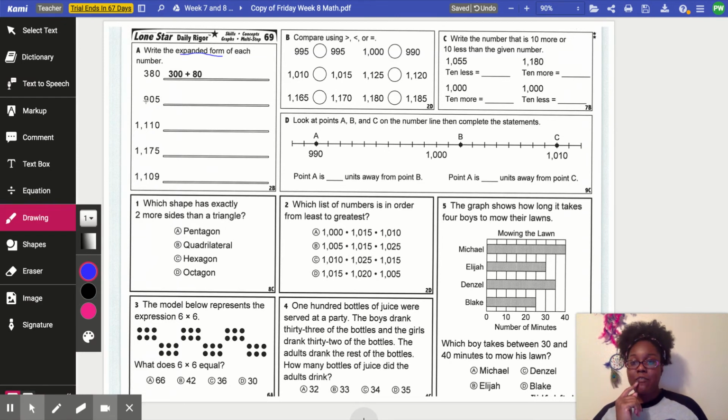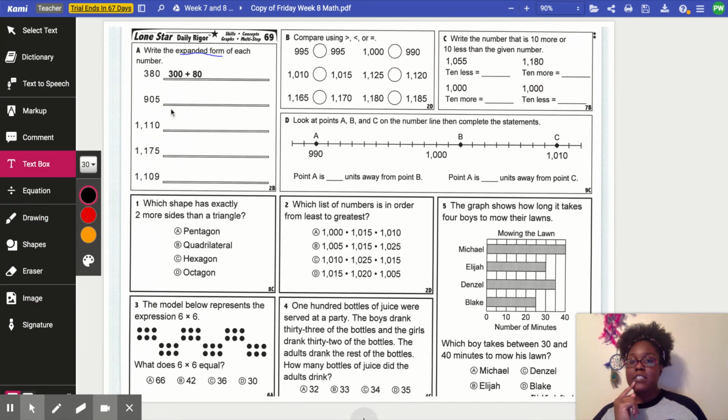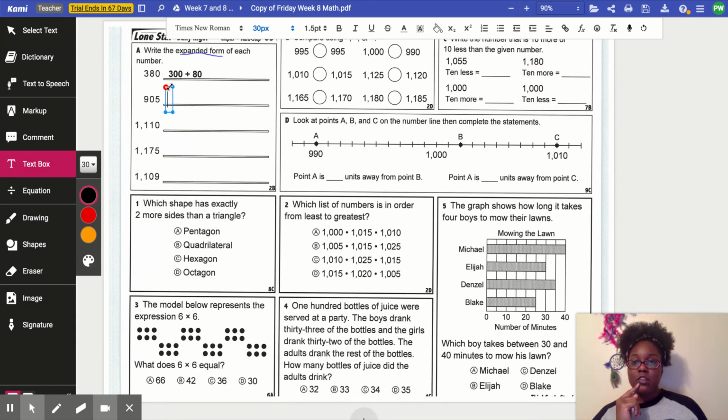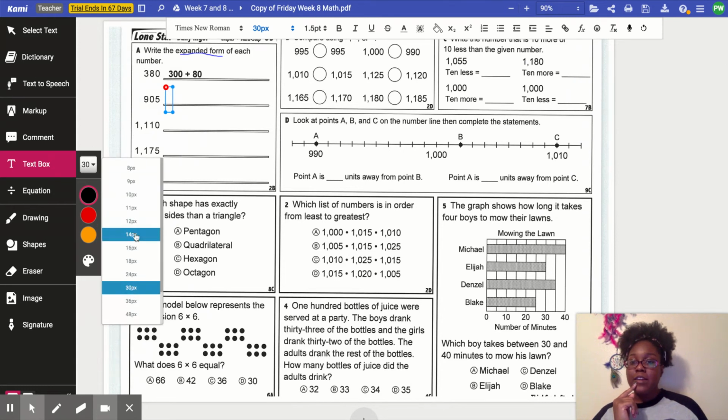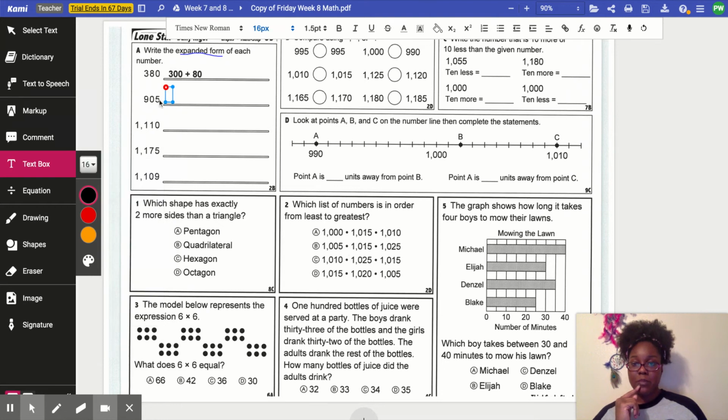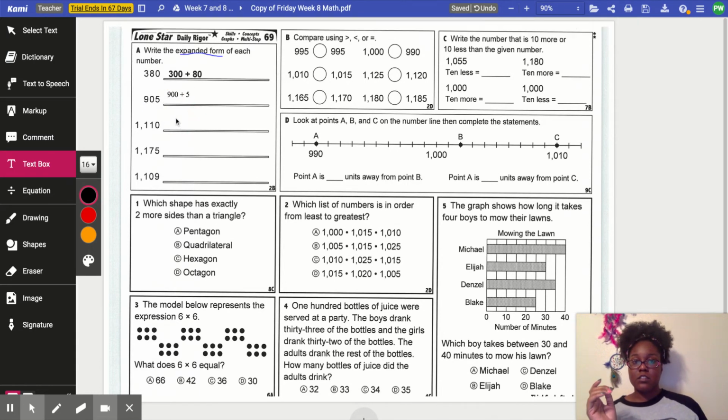So we have the number 905. When you put it in expanded form, you have to think about place value. And we're going to start with our highest place value, which is the 9 in the hundreds. So this is worth 900 plus, we have 0 tens. We don't have anything. So you can put plus 0 or you can leave it. And then the last thing we have is 5. So it's 900 plus 5.